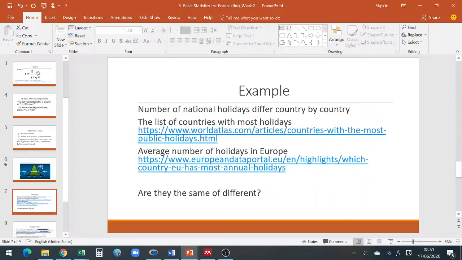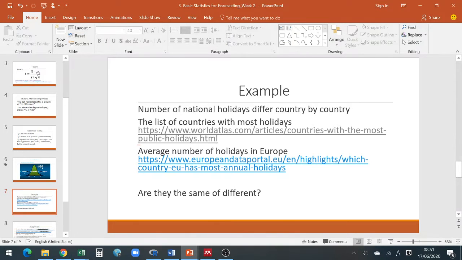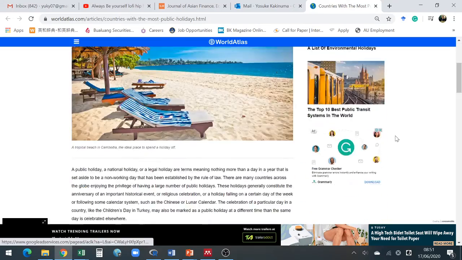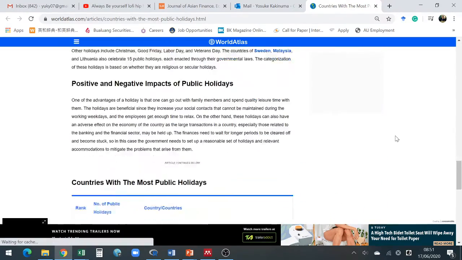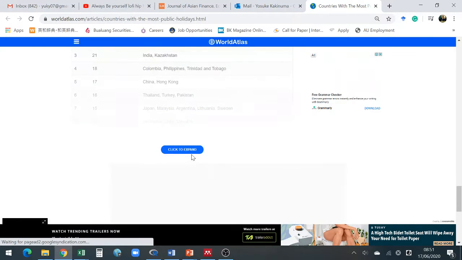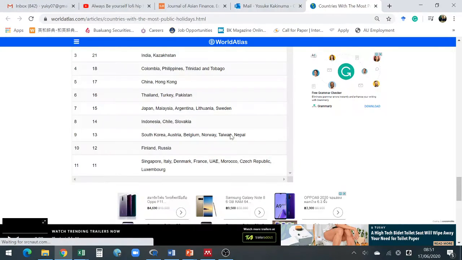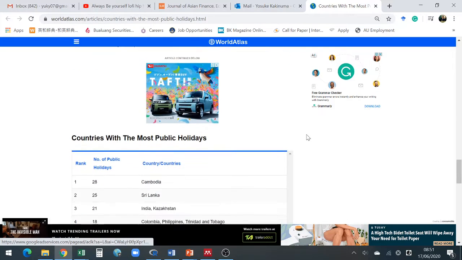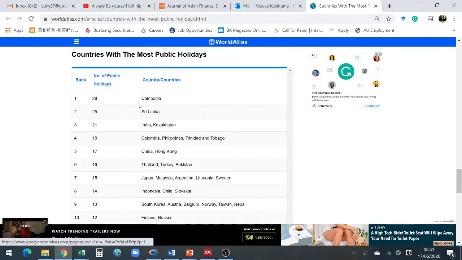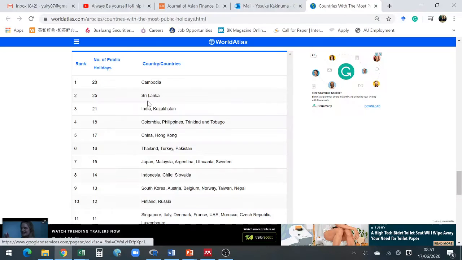This is the data we are going to use today. The number of national holidays differs country by country. This is a list of the countries with the most holidays in the world. According to this data, the country which has the most public holidays is Cambodia. Within one year, there are 28 days, and the next one is Sri Lanka and so on.